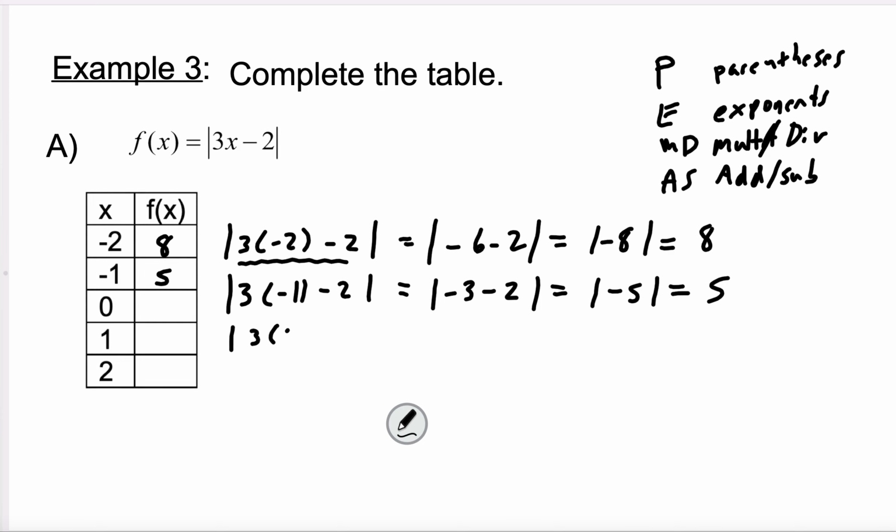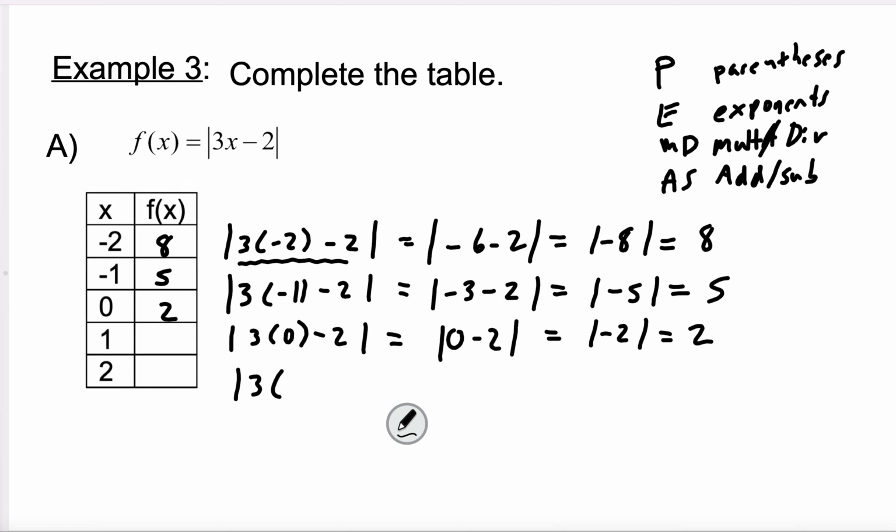All right, let's put in 0 because that's the next one we're supposed to plug in there. 3 times 0 there is 0. Minus 2 is a negative 2. Absolute value of negative 2 is 2. Whatever comes out of the absolute value has to be positive. So then the next one here, 3 times 1 minus 2. 3 times 1 there is 3. Minus 2 is 1. What's the absolute value of 1? It's 1. Whatever comes out of the absolute value has to be positive.